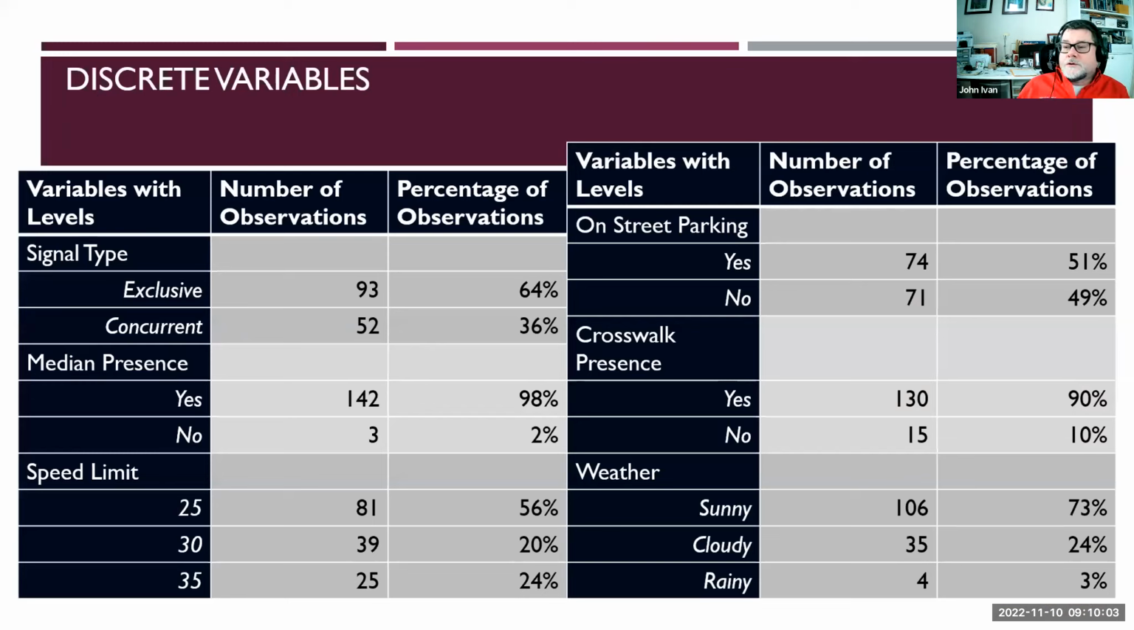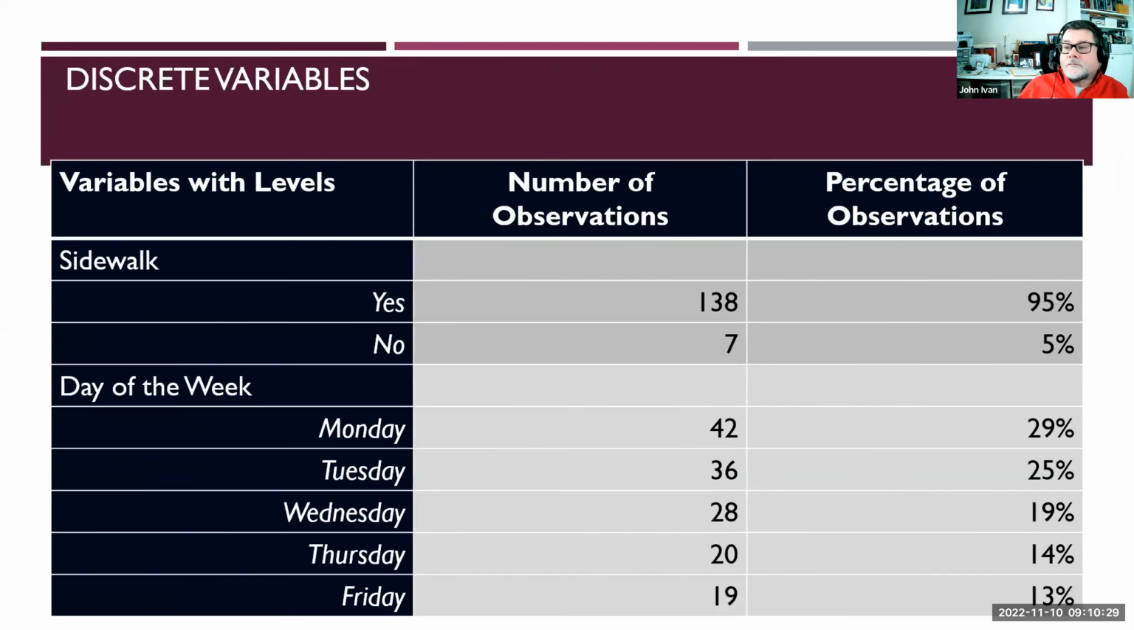So overall, for the discrete variables, we have 36% of the intersections were concurrent and 64% were exclusive. As I mentioned, that's more common in Connecticut. And then we looked at some other things like this. Here are some distributions of the speed limit, whether or not there was parking, crosswalks. Most of the intersections did have crosswalks, and then also the weather at the time of the observations. And then also presence of sidewalks, and then we're controlling for the day of the week as well, in case there was something different in the compliance because of that.